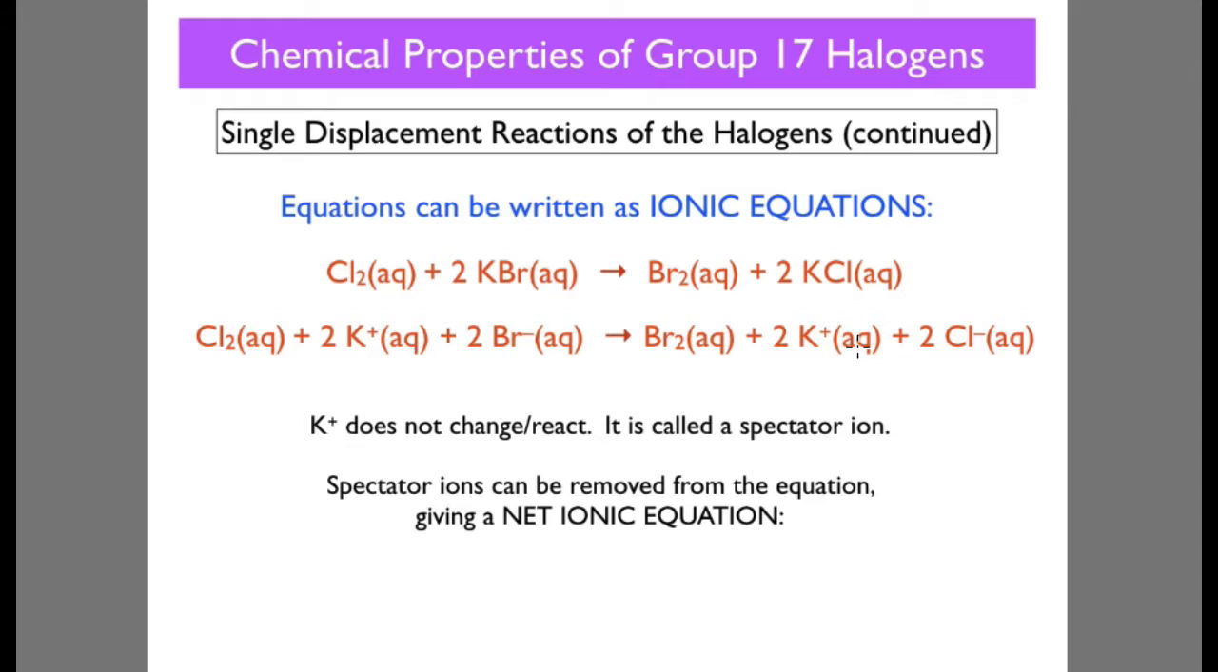Spectator ions can be removed from the equation, giving a net ionic equation. And the net ionic equation would just include the bromine anions: the bromide ion as a reactant and the chloride anion as the product.